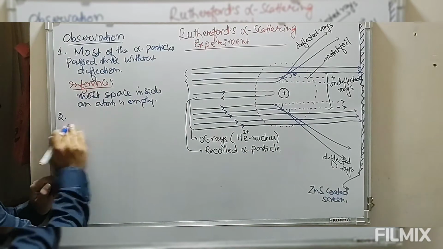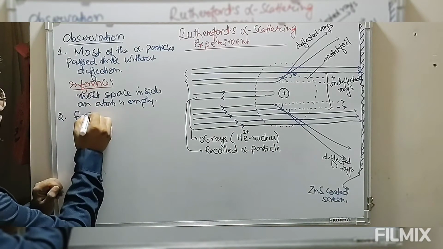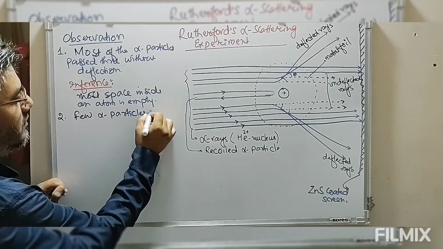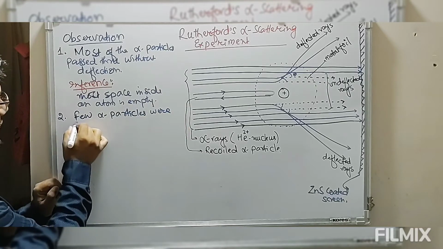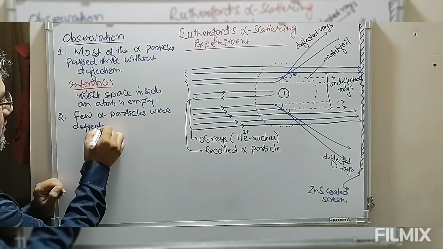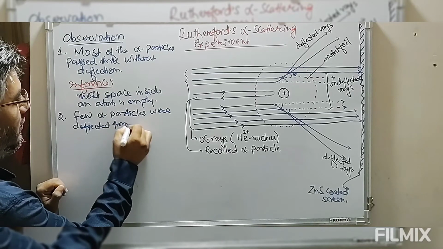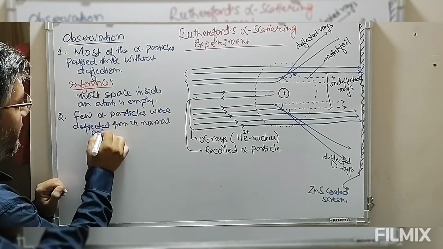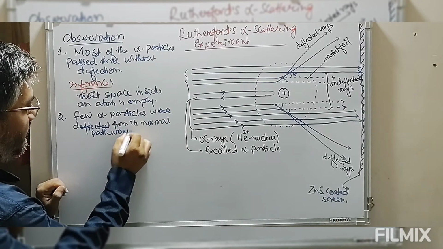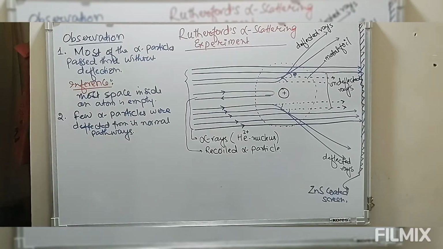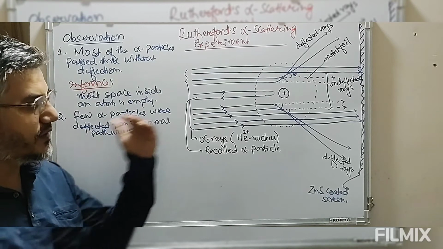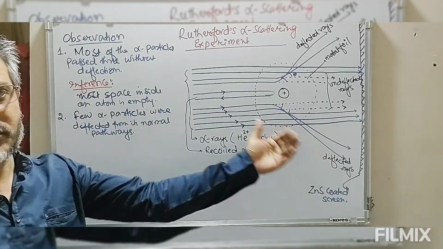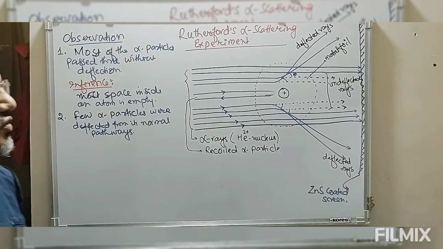So the second observation is few alpha particles were deflected from their normal pathway. So most of the alpha particles were found to be undeflected, and there were a few alpha particles which were found to deflect from their normal pathway.